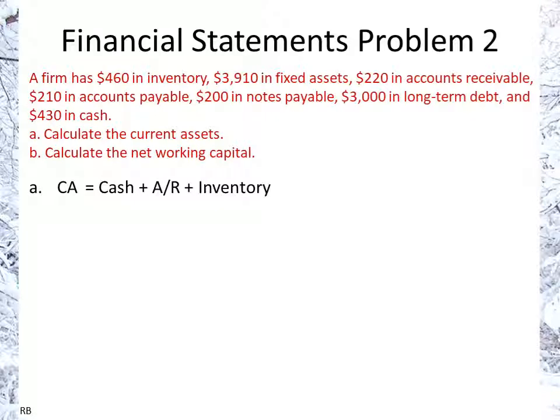So current assets are cash plus accounts receivable plus inventory. As you can see, those are the three values highlighted. We add that together and we have our answer, which is 1,110.